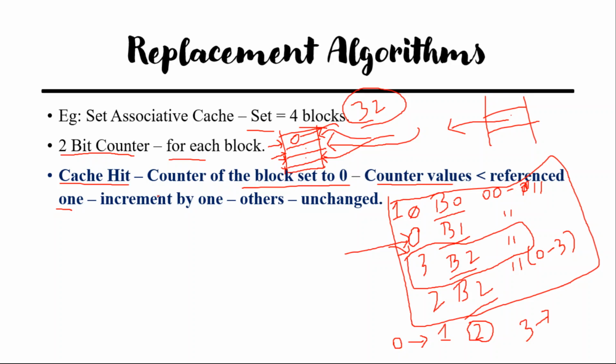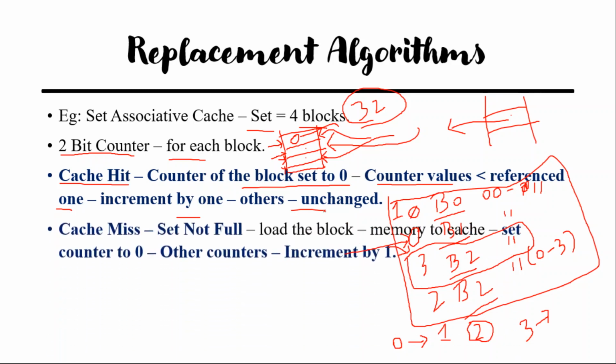So if there is a cache hit, whichever block the processor is accessing, that block's counter will be set to 0. Other counter values which are less than the original referenced value will be incremented by 1. Other counters will be unchanged. This is the case for cache hit.